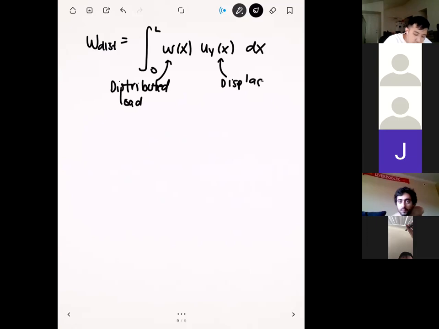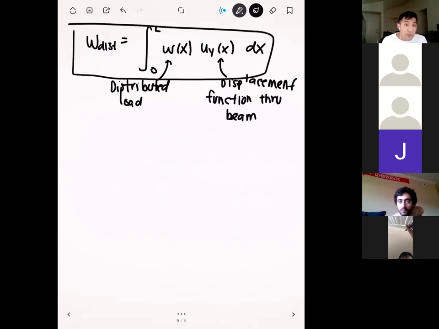This uy of x represents the transverse displacement of the beam as a function of x. As we go through the beam, the y deflection is either going to go up or down depending on the loading, and that function describes that. This is one side of our equation. I'll come back to this equation because there's still a lot that we don't know in it yet, mostly the uy of x.